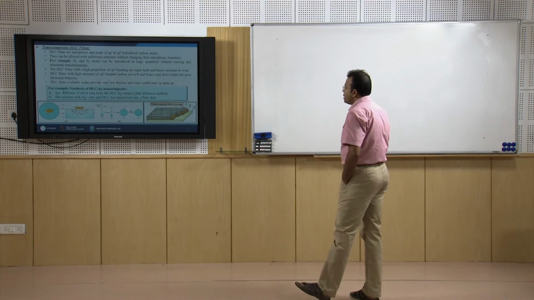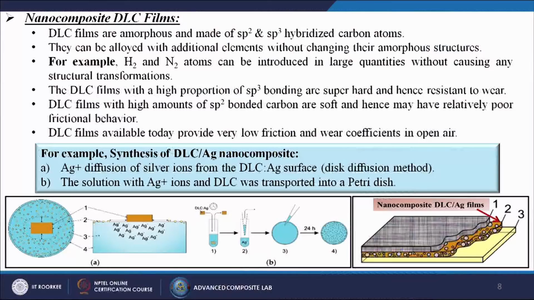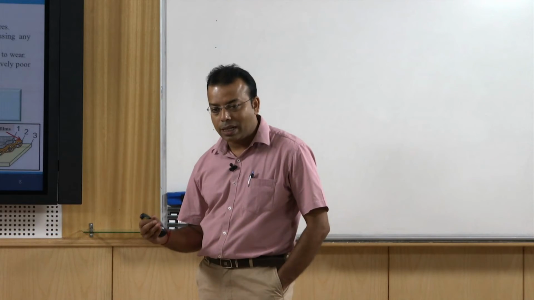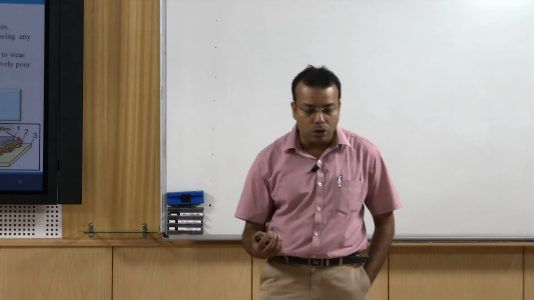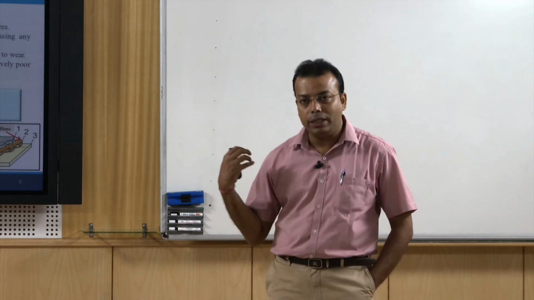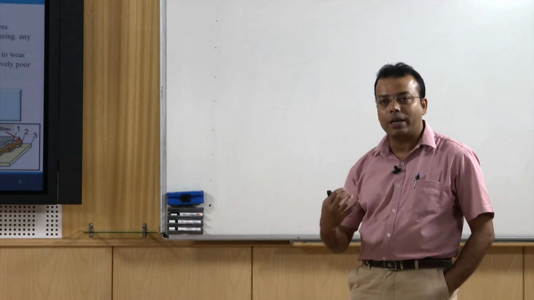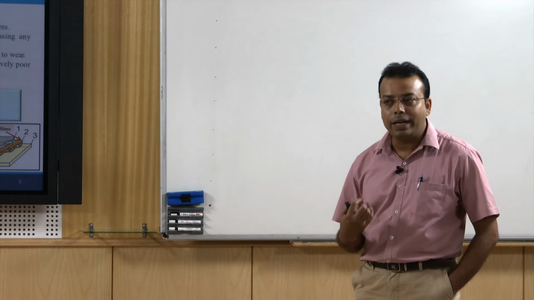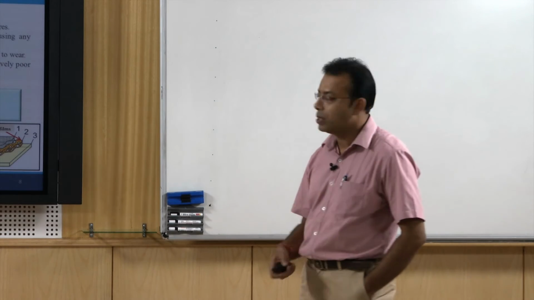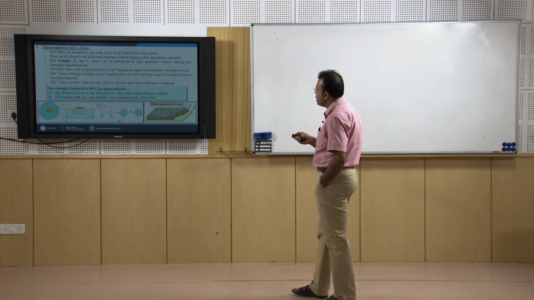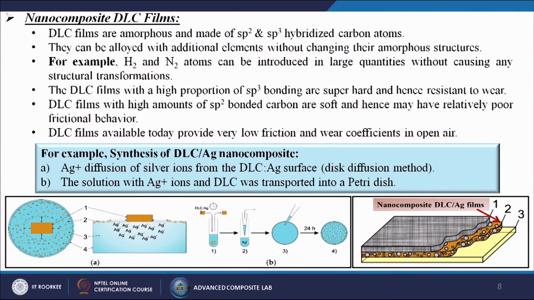Next is the nanocomposite DLC film. So, in the last slide we discussed how we are going to do the coatings of those nanoparticles. Now in this particular slide we are going to discuss how we are using those nanoparticles for making any kind of products or materials. So DLC films are amorphous and made of sp2 and sp3 hybridized carbon atoms, as I have already discussed.